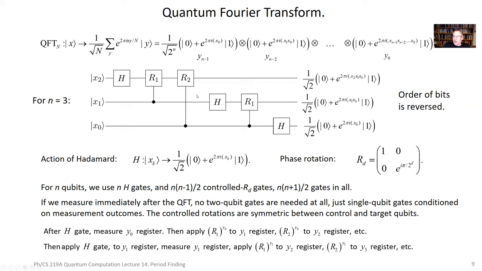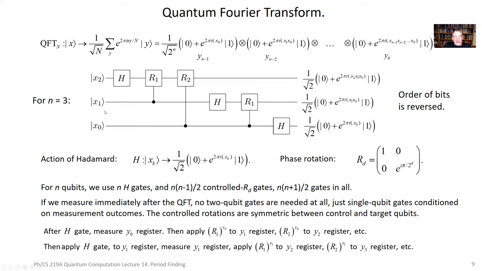So since I'm measuring in the 0-1 basis, I know whether the control bit is a 0 or a 1 once I've measured it. And so if it's a 0, then the controlled unitary wouldn't have done anything. If it's a 1, it would have done the rotation. So if I measure it, I know it's a 1. It's not too late for me to do that rotation because I haven't measured the target yet. And I apply, in the case that the measurement gives a 1, R1 to the X1 register and R2 to the X0 register, right? And then I can go on like that.